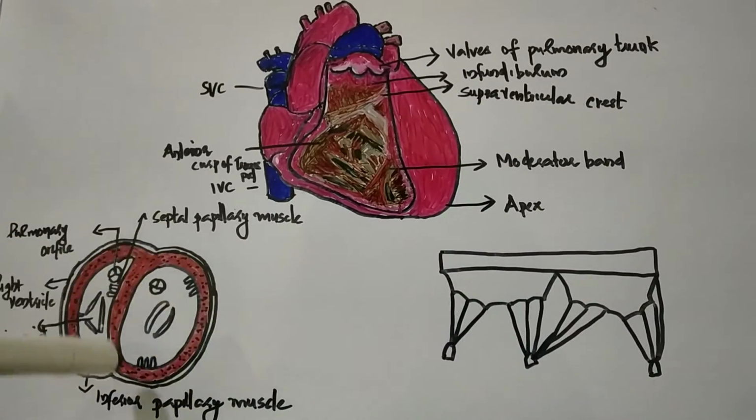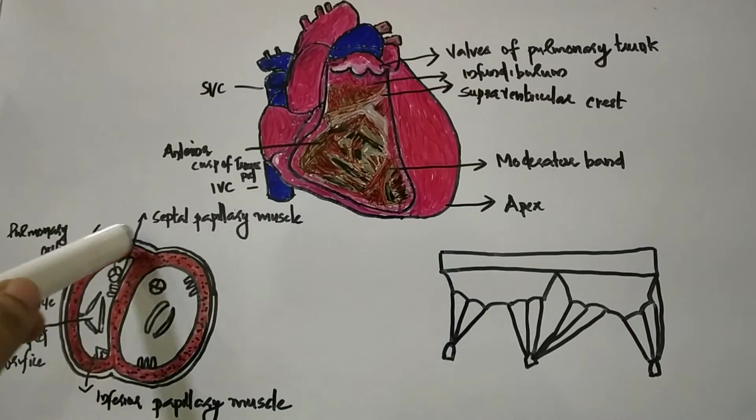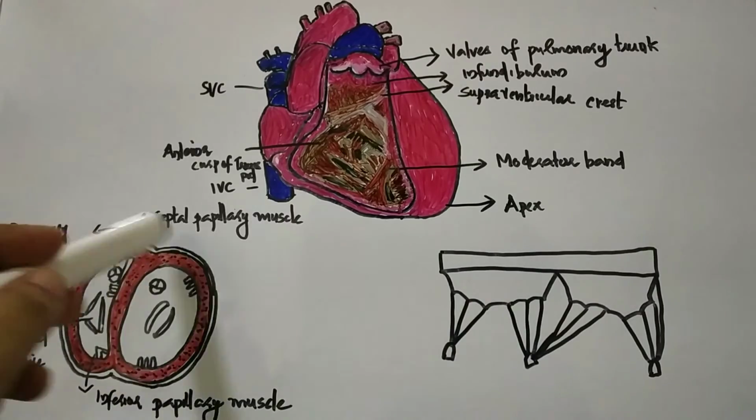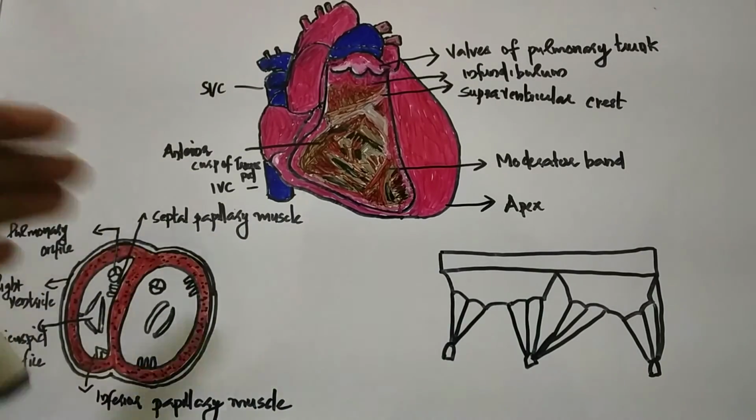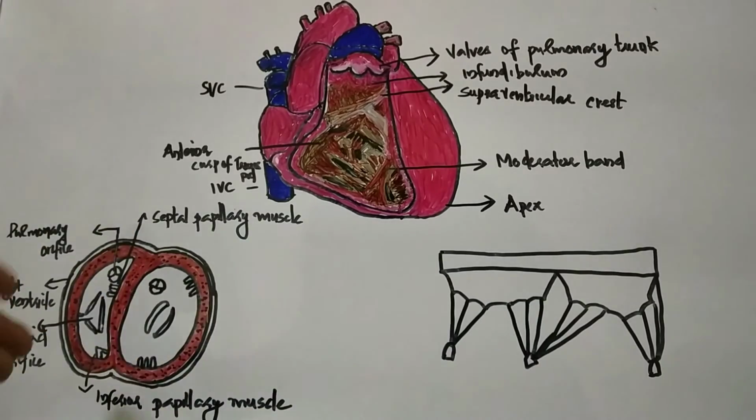So now we will discuss the interventricular septum, which separates the two ventricles. The septum bulges towards the cavity of the right ventricle, so the cavity gets a crescent shape. So this is the transverse section. Here you can see the septum bulges towards the right ventricle, so the cavity gets a crescent shape.